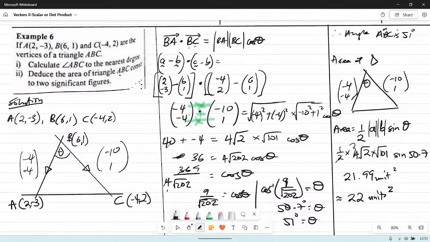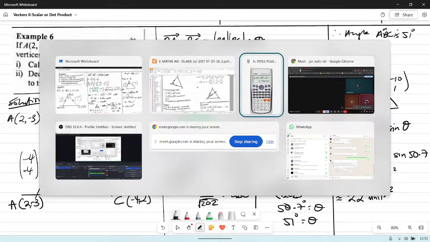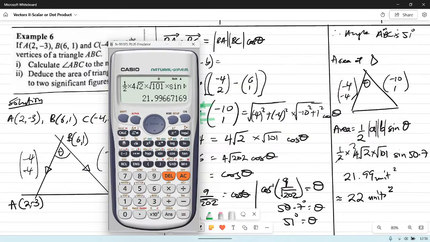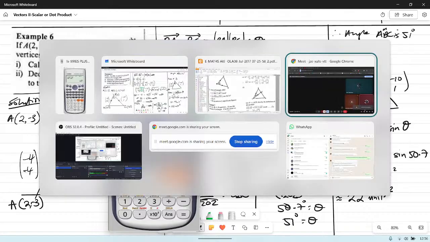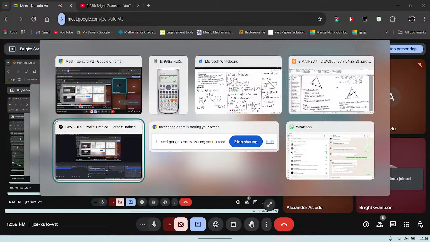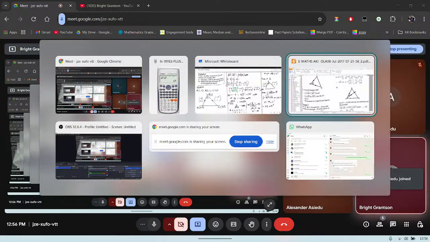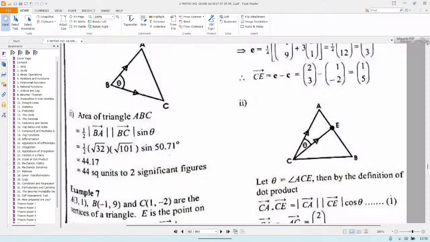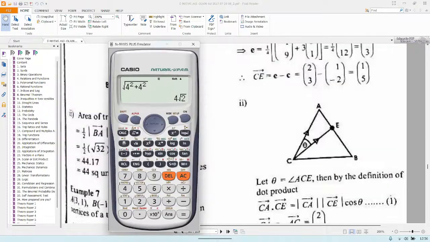Magnitude of 4, 4. Let's see. 4, negative 4. 4 squared. That's 4 squared. 4 root 2. What did we do wrong? BA. They have root of 32. What is root of 32? It's the same as 4 root 2.